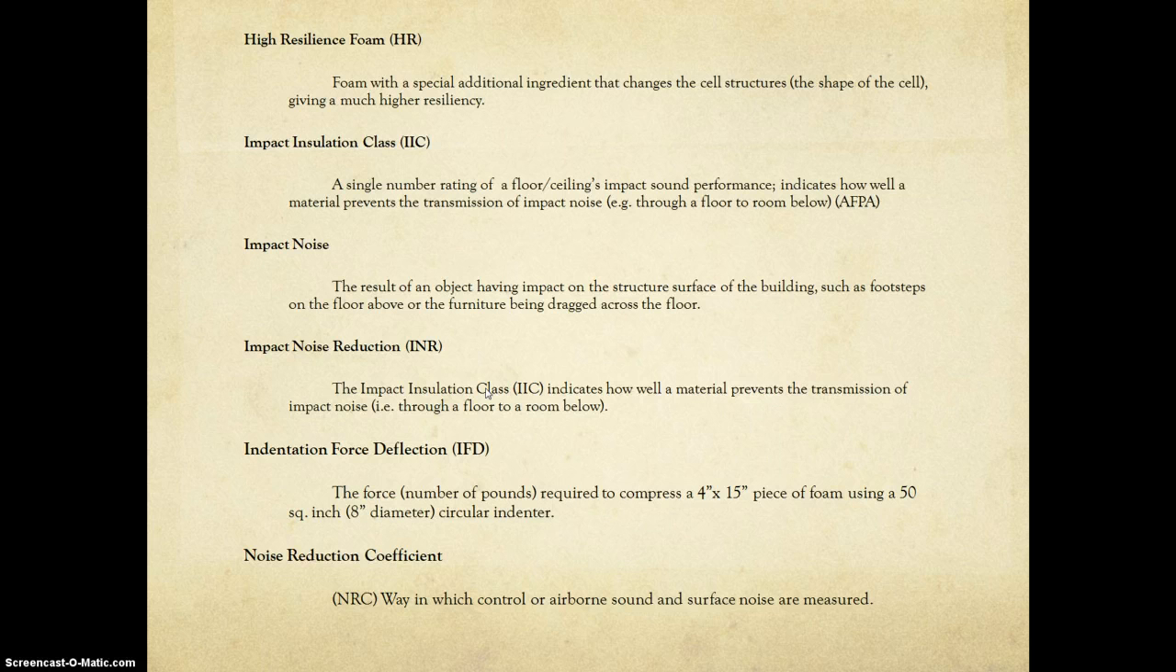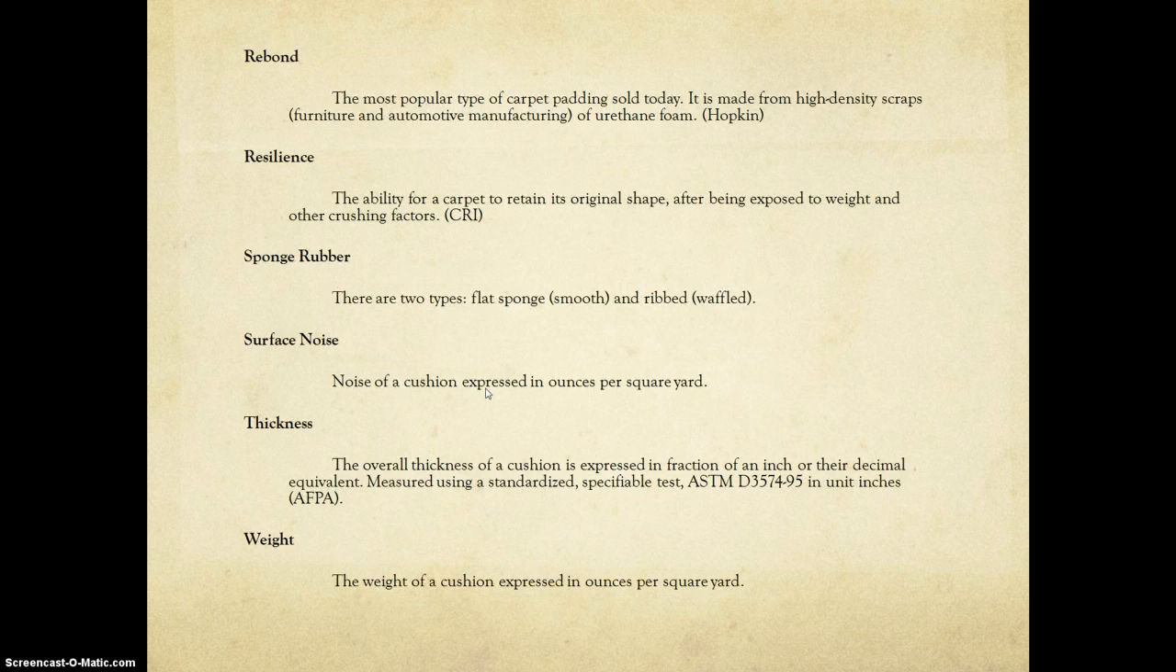Indentation force deflection, IFD: the force, in number of pounds, required to compress a 4 by 15 inch piece of foam using a 50 square inch circular indenter. Noise reduction coefficient, also known as NRC: the way in which airborne sound and surface noises are measured.